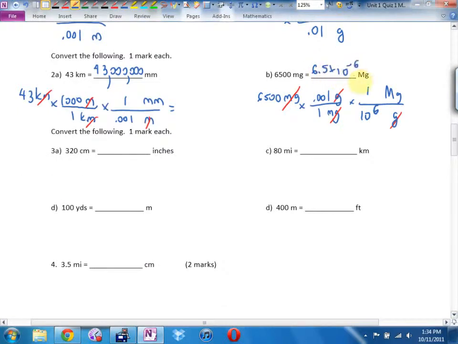Who is in chem or physics this year? Who is not in chem or physics this year? Do you do scientific notation in biology? Okay, so you haven't seen it. Do you do it in earth science? Anybody in earth science? Okay.